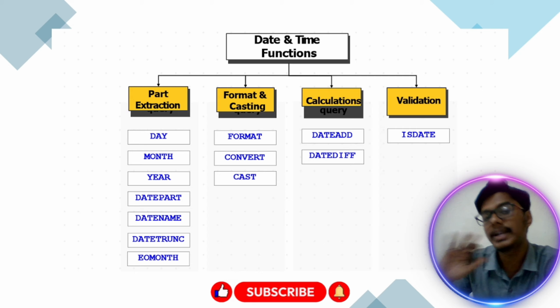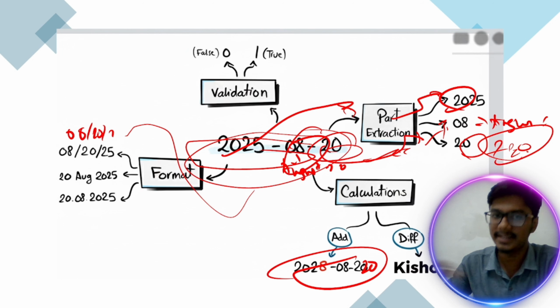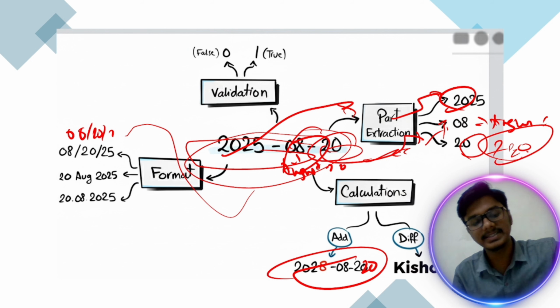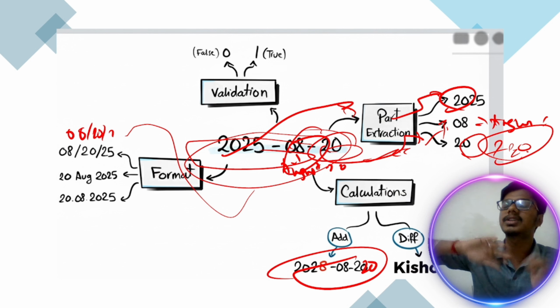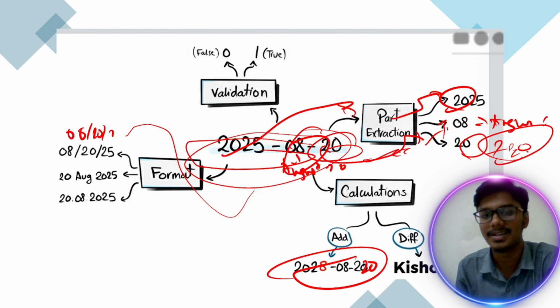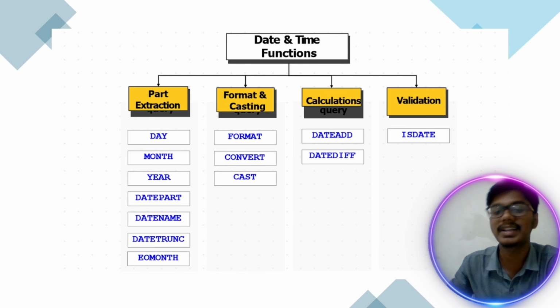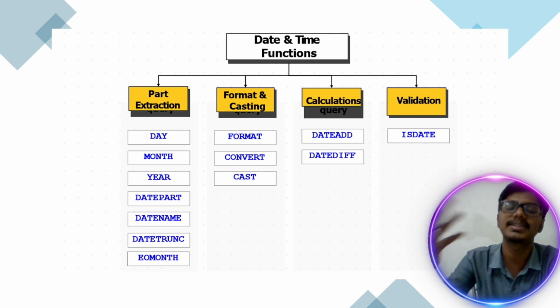And the last but not least is validation. In some cases we want to validate the date. If the date is less than 20, I want to consider it false. If the date is greater than 20, I want to consider it true. That's why we are going to see validations. I hope I have covered the four categories: part extraction, format and castings, calculation query, and validations.